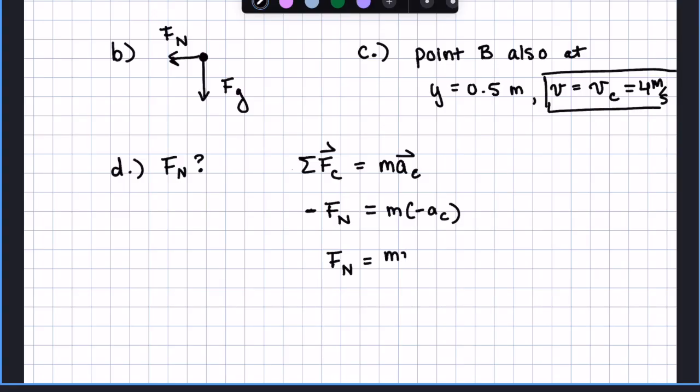We can simplify that. So the negative signs on each side will go away. Our definition of a_c is that it's v squared over r. And then we have all of those values. So then we could put in the 0.1 times 4 squared over 0.5.